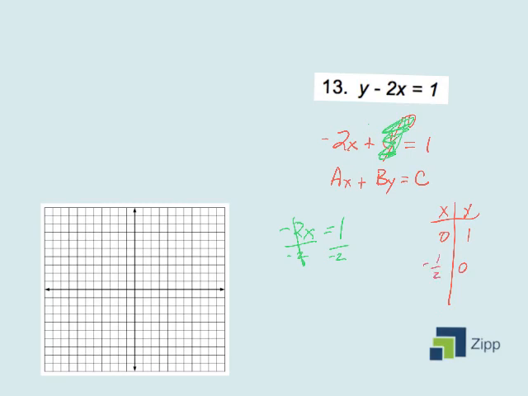I'll graph these 2 points. I'll go 0 over 1 up. It's right there. I'll go negative 1/2, 0, and that's right there. Then I'll take a straight line and connect those 2 points, and I'll have the graph of that linear equation.